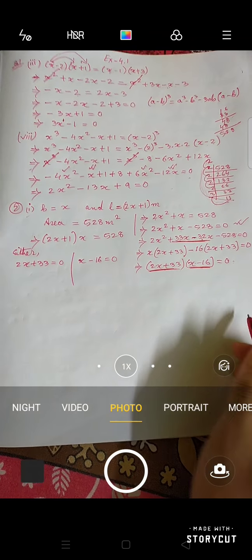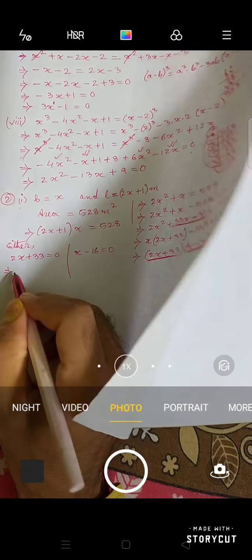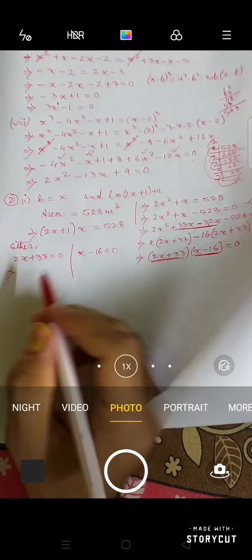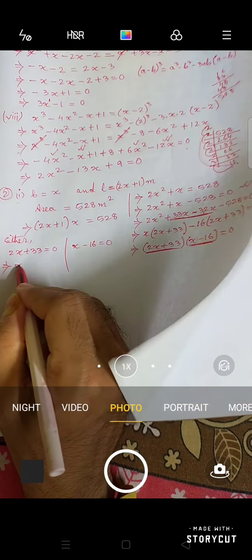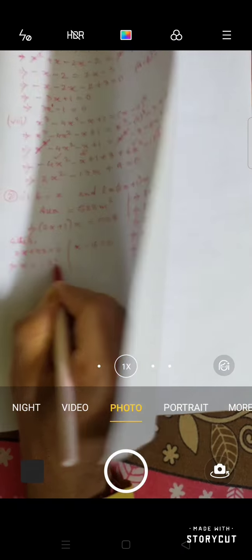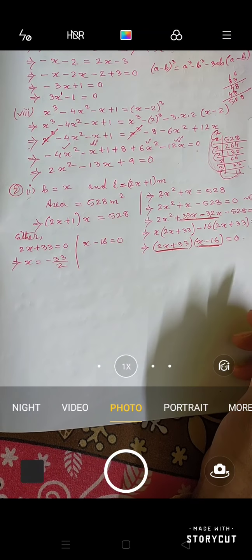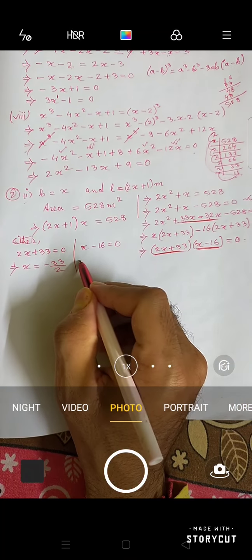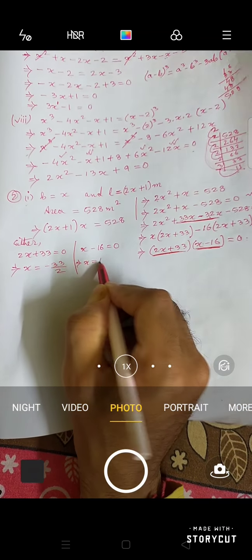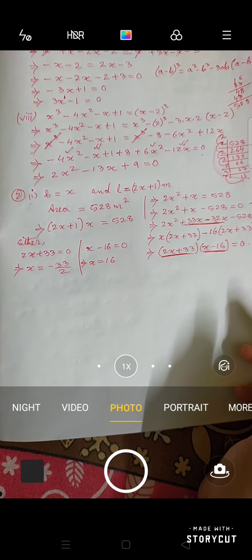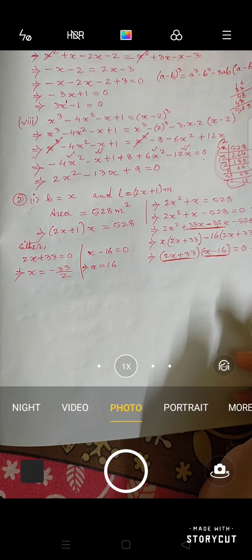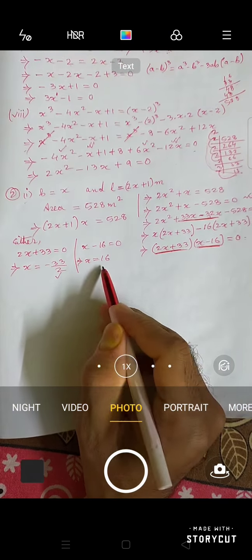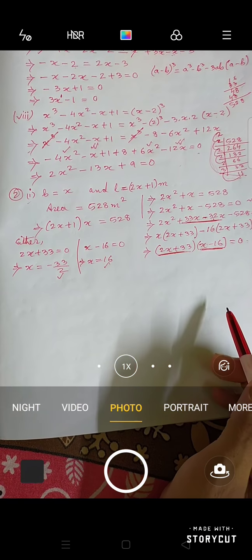Any problem? Now this can be written as, I am writing directly, x is equal to minus 33 by 2. Okay? And this will become x is equal to 16. Fine? Now you are having two zeros, this and this, two zeros.